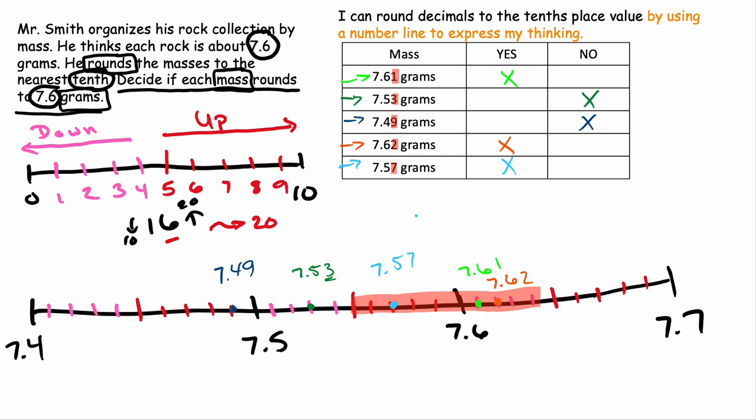All right, that's how a number line can help us express our thinking, and it really gives us a strong guide whether or not any of these masses will round to that 7 and 6 tenths that Mr. Smith was aiming for. And that's how we round decimals to the tenths place value by using a number line to express our thinking.